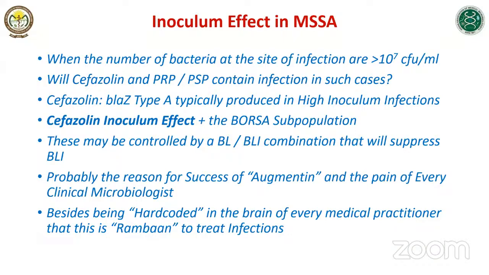And probably this is one of the reasons for the success of drugs like Augmentin, when people think that even without draining the site or draining the abscess, or even without doing source control, it acts like a Rambo and it works for those cases. So the ultimate aim should be that you reduce the inoculum and then start the antibiotic accordingly. It's a golden rule in all infections.